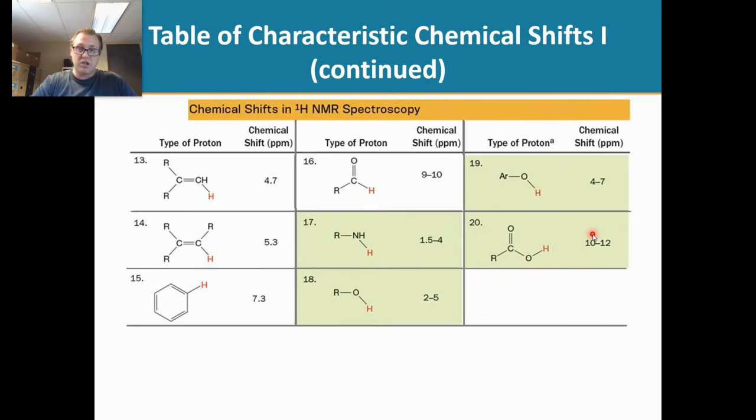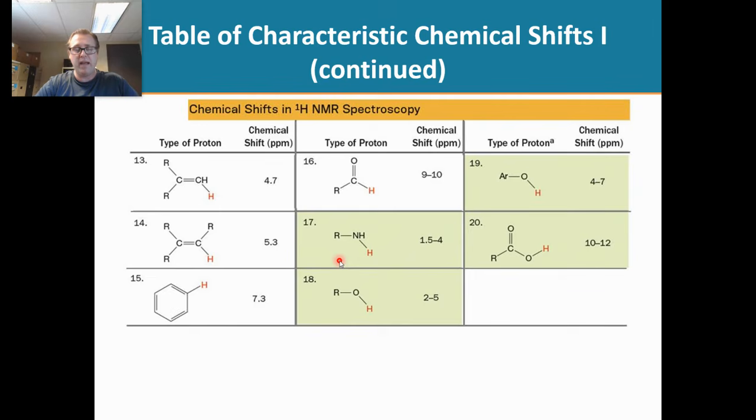Here's another table showing us differences. If we look at an alkene hydrogen, a hydrogen attached to an alkene next to an R group and two other R groups, we're at 5.3, compared to when this carbon right here that I'm pointing to doesn't have any alkyl groups attached. It's 4.7. So we have these characteristic chemical shifts, and we can use these tables to help us predict certain chemical shifts when we're looking at a molecule.